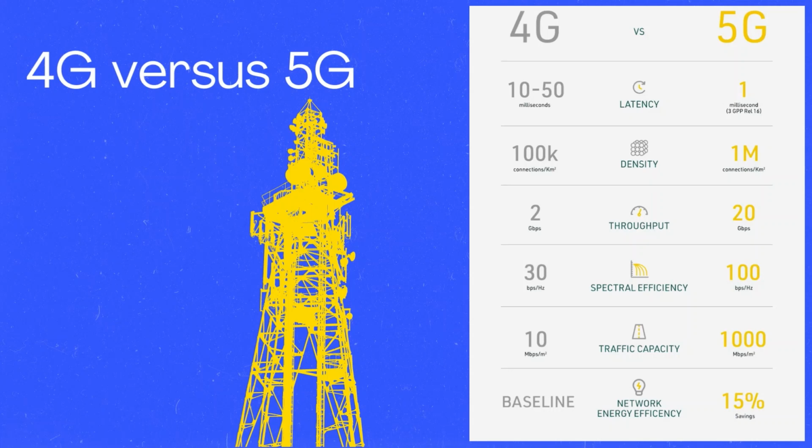So along with all these performance improvements and communication efficiency improvements, 5G also uses 15% less power than 4G. So compared to 4G, 5G performance has improved a lot. The communication efficiency has improved, and also the use of power has decreased by 15%.